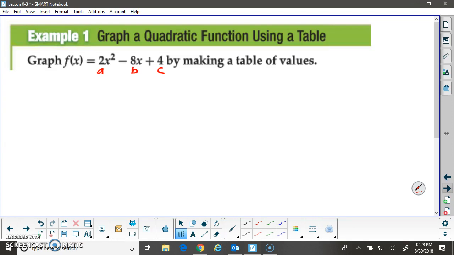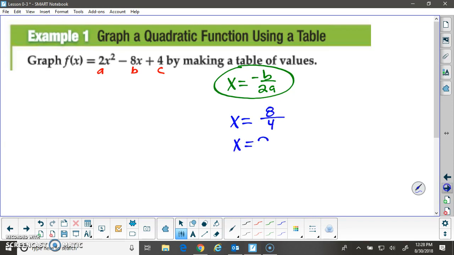And then off of that, you can find the axis of symmetry by using this equation. That'll give you the axis of symmetry, which divides the parabola into two symmetric parts. So if we were to use the -b divided by 2a formula, that would give us 8 divided by 4, which is 2. So that's beneficial when you make your XY table.